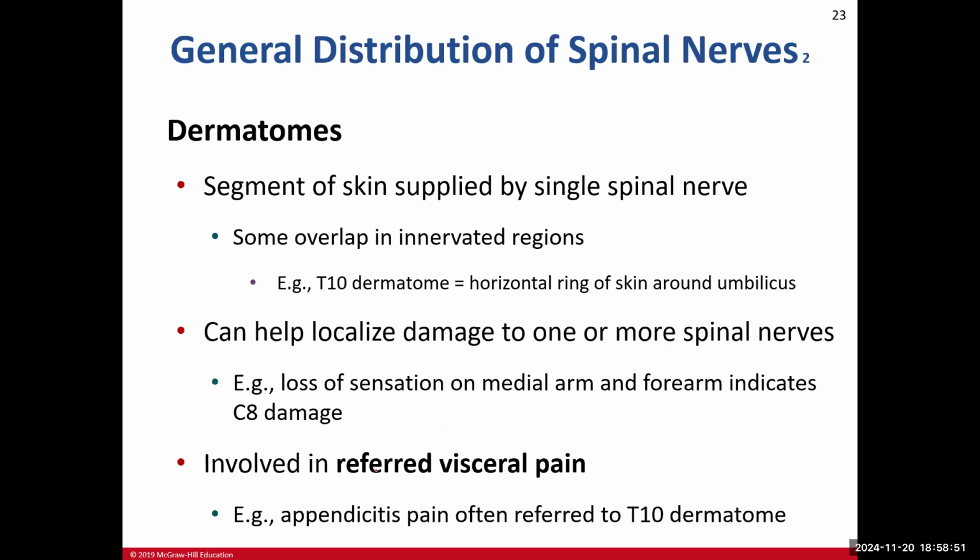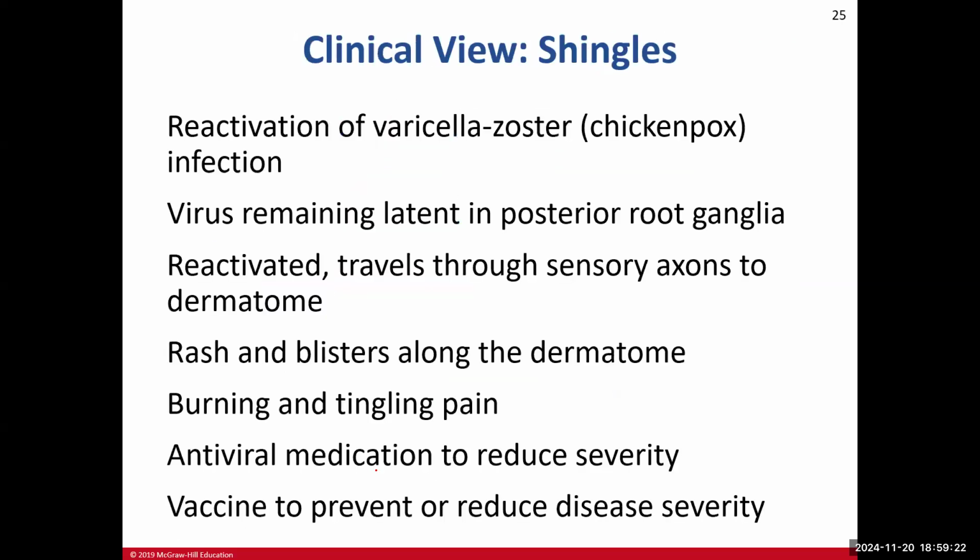This also gets involved with, remember that referred pain I was telling you about? This is a situation in which visceral sensory information takes the same pathway as somatic sensory information. That's that analogy I talked about, taking the same elevator, but having different information. So you can often pick up certain types of visceral pain that are going to be sent to a specific dermatome because they share the same pathway.